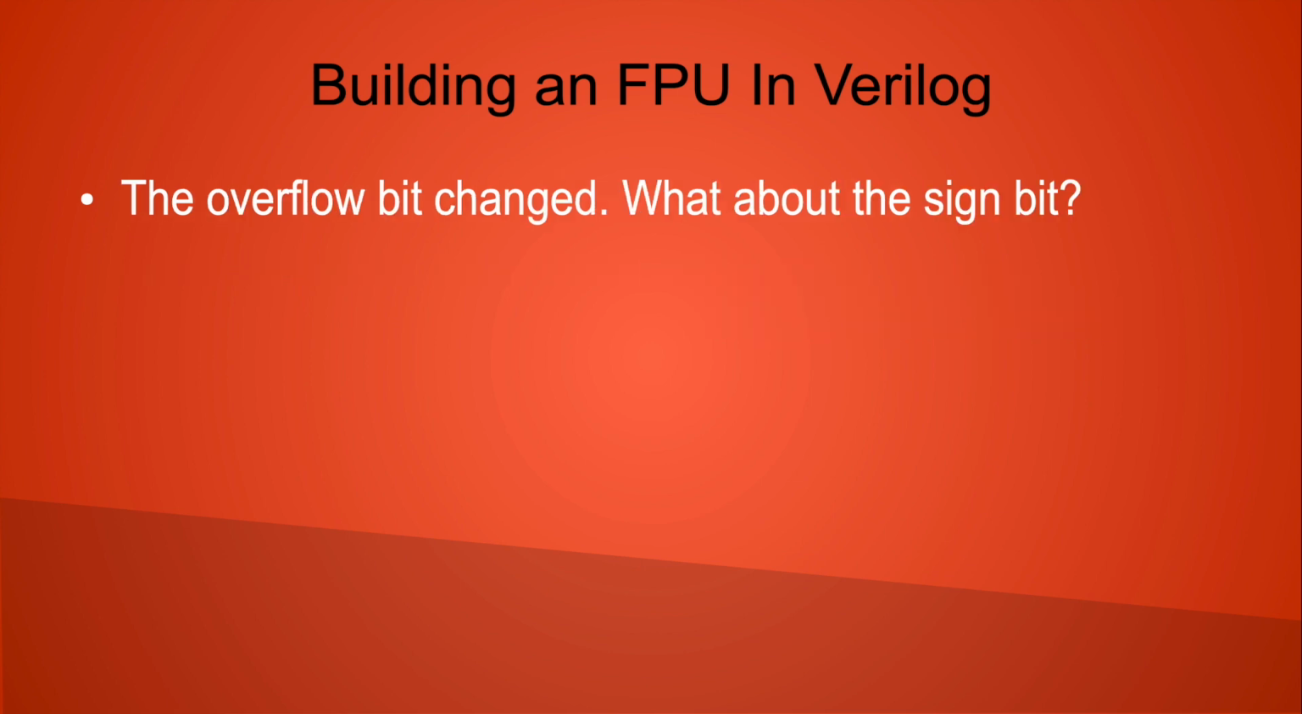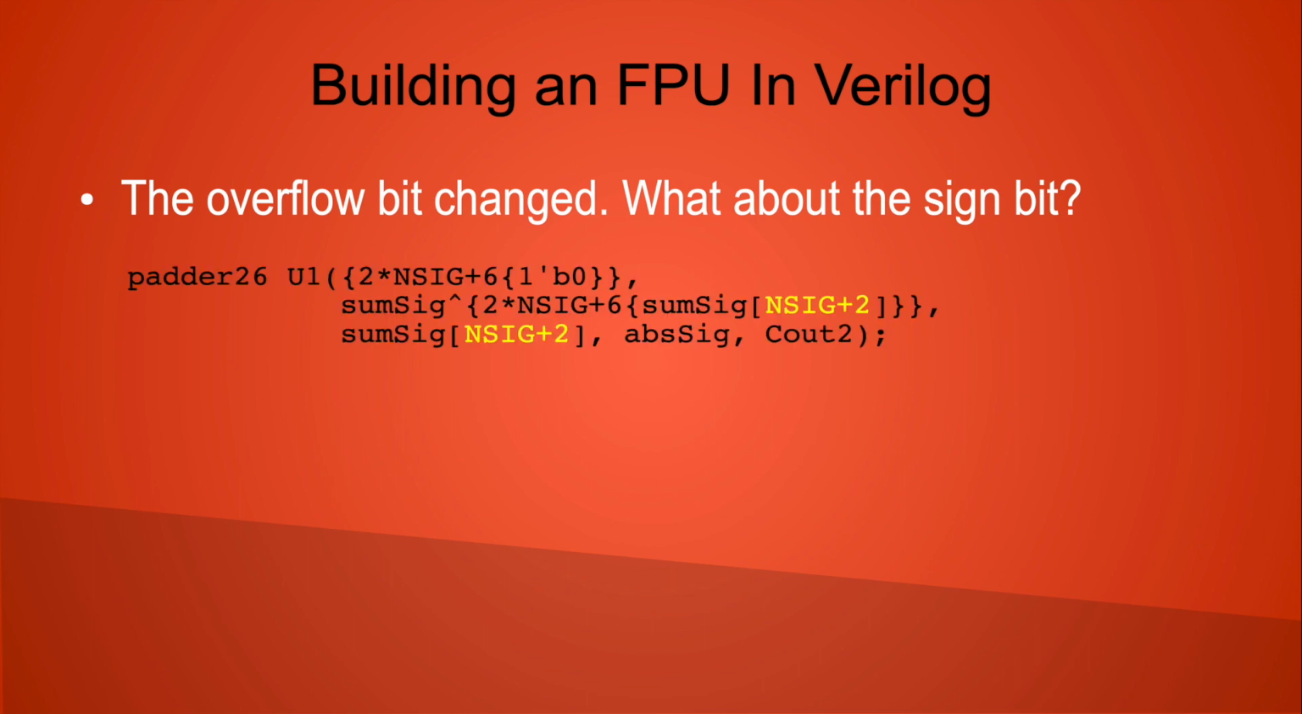Observant viewers will note that I mentioned changing the location of the overflow bit, but not changing the location of the sign bit. This was implicit in changing the code to use the p-adder26 module. If you look closely at the argument list for the p-adder26 instantiation, which computes the absolute value, you'll see that the sign bit definition was also updated as part of that change.